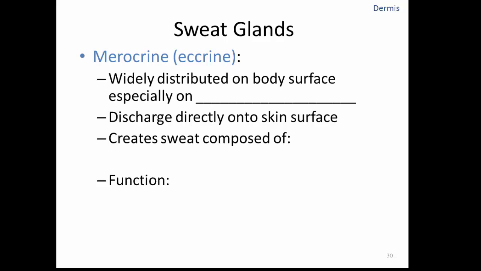The merocrine sweat glands produce a type of sweat that cools us, and this is mostly made of water, but it also contains ions like sodium and chloride, and it can contain waste compounds such as urea. And of course, the function of the merocrine sweat glands is to cool the body down when the body becomes warm, basically by putting water onto the surface of our skin.